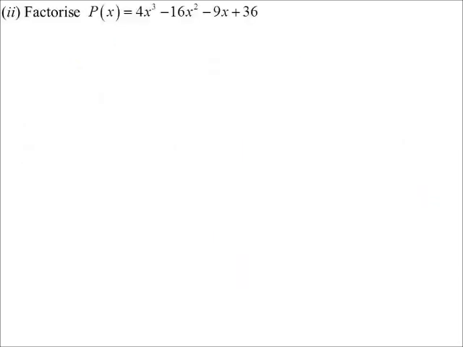Well, let's try another one. Now this one here, they haven't given us any hint. So we want to factorise 4x cubed minus 16x squared minus 9x plus 36. Well, the things I know is that the constant factors must be a factor of the constant, because eventually, when we expand out, we're going to go constant times constant times constant times constant, and we come up with a constant number.